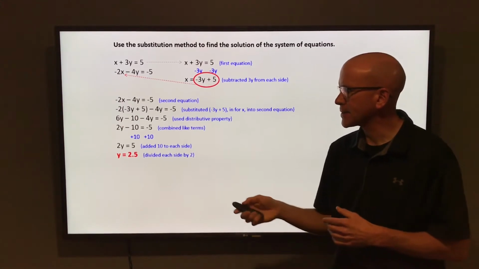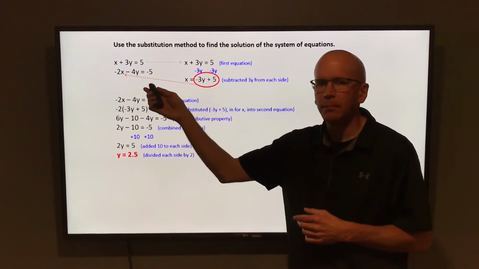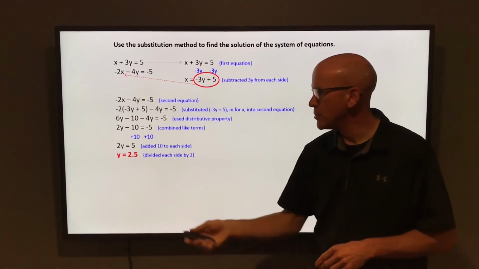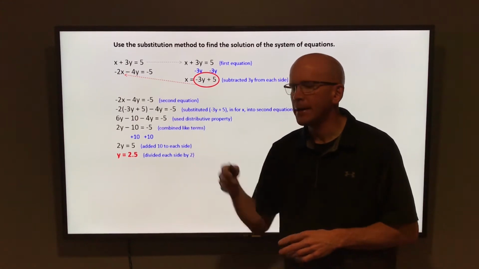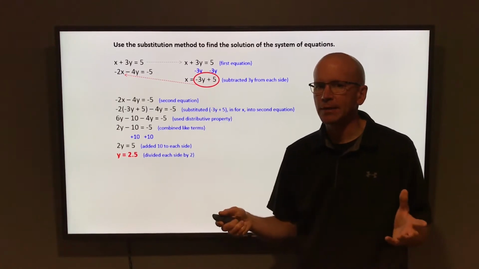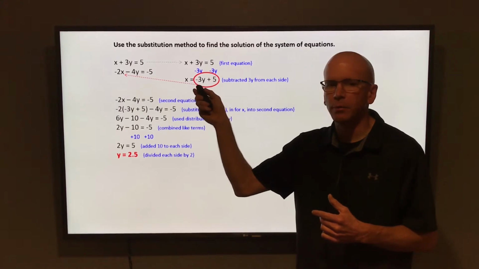So to find x, take that 2.5, substitute it back in for y anywhere up here where you see an x and a y. So any equation with an x and a y in it, you can put that 2.5 in for y, and then you can solve for x. The best equation, since you're solving for x, is where it already says x equals. Use that equation, x equals negative 3y plus 5.